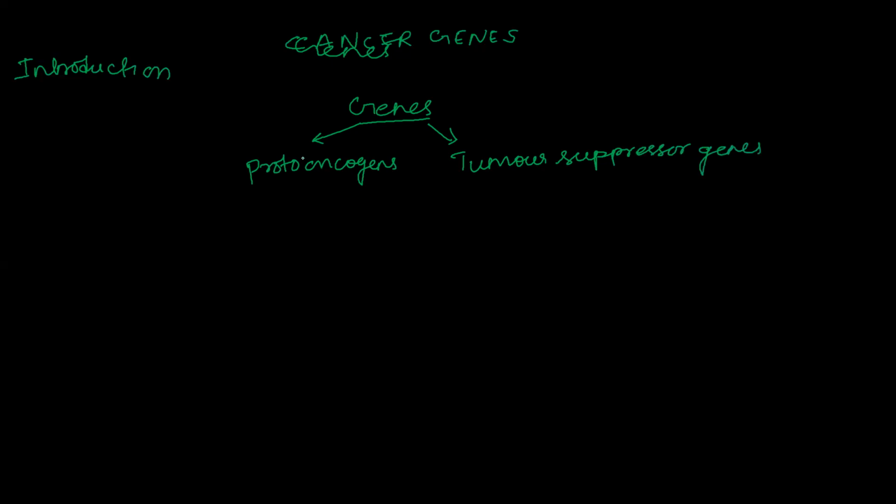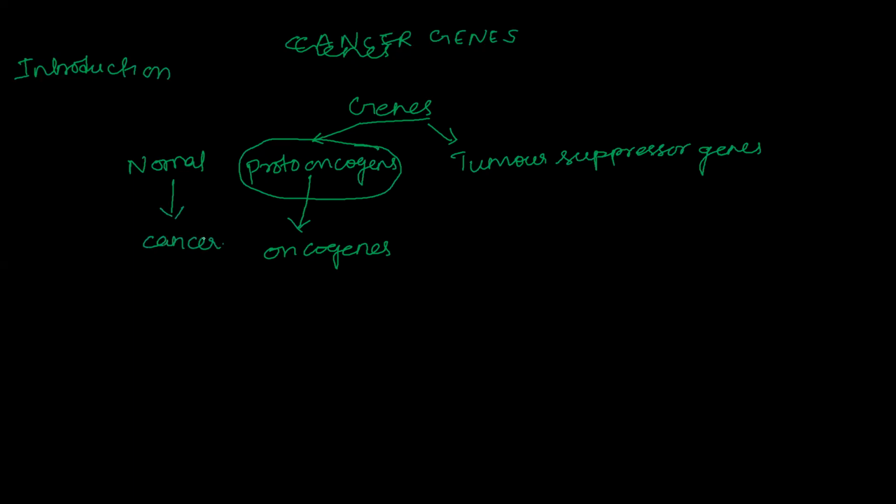Okay. So these proto-oncogenes, normally they are present in our body and they act very much like a normal cell. But when there is an alteration in the gene, the proto-oncogene will become oncogenes. Okay, so in this way you can say a normal cell will become a cancer cell when there is an alteration of the gene.